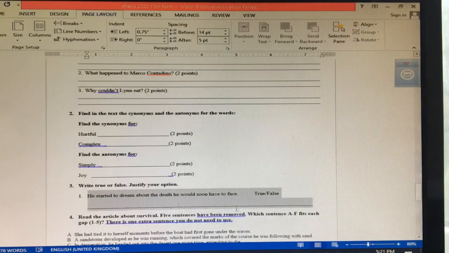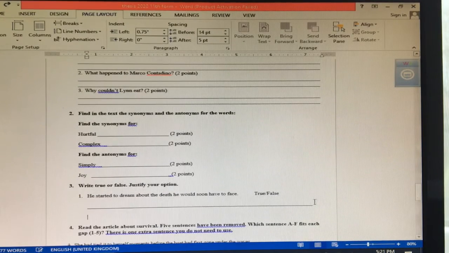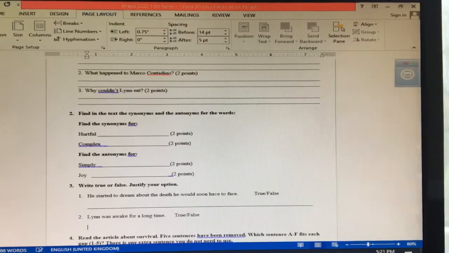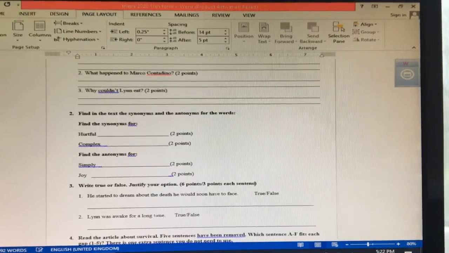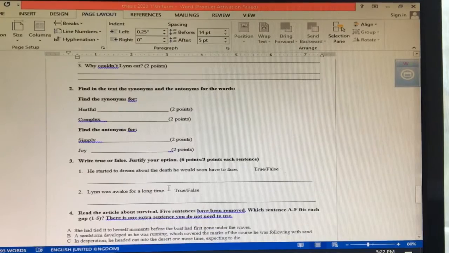Okay, so the next question we're going to have: this one sentence would be true, and the next one, Lynn was awake for a long time, and in the text we have a sentence showing this sentence is false, so the student will have to identify it. This is how true or false is going to work out. And here we have 6 points, and we can have 3 points for each sentence, for the argument and for identifying true or false.